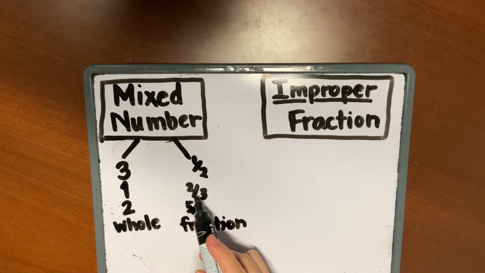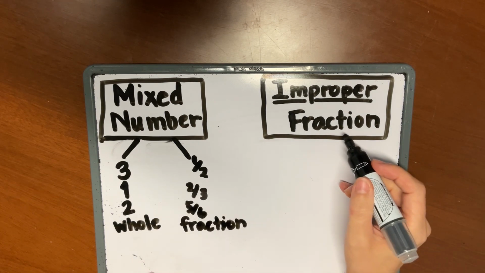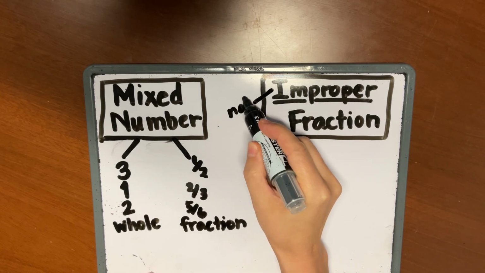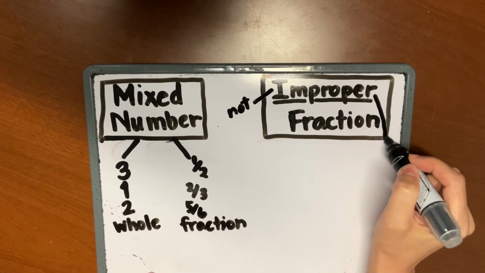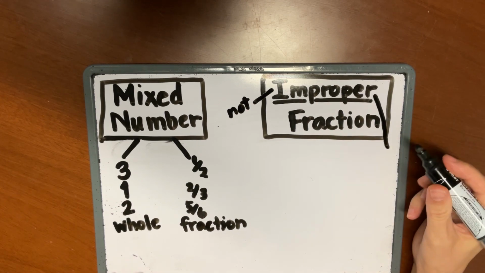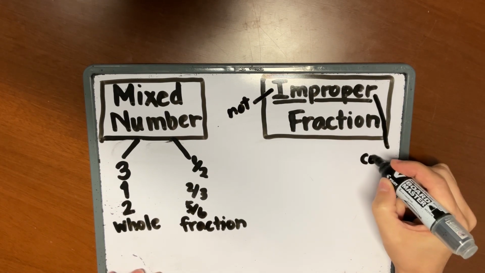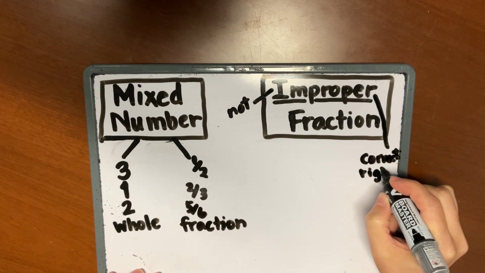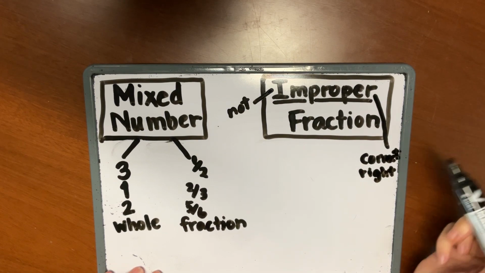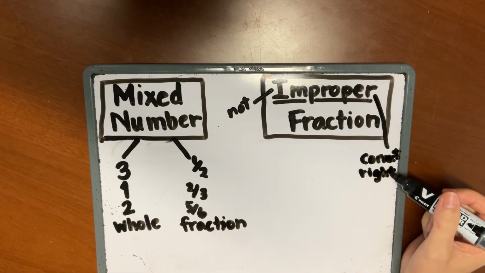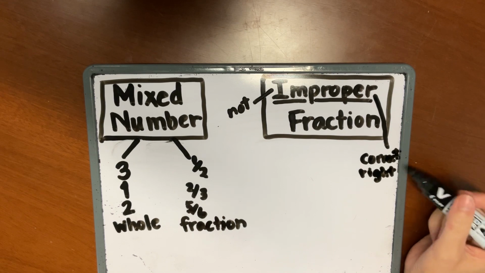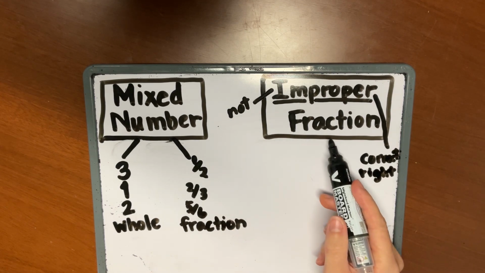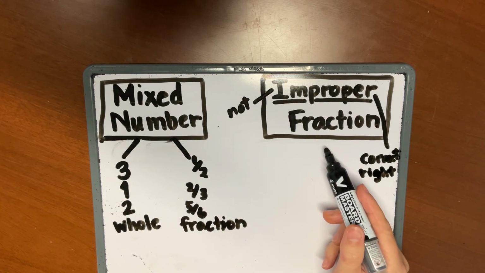or 1 and 2/3. An improper fraction, maybe you talked about how im means not, and proper, what is something when it's very proper? It's correct. It's the right way. Well, an improper fraction is not considered the correct or right way because a mixed number is considered the correct or right way. But improper fractions are part of our math world.